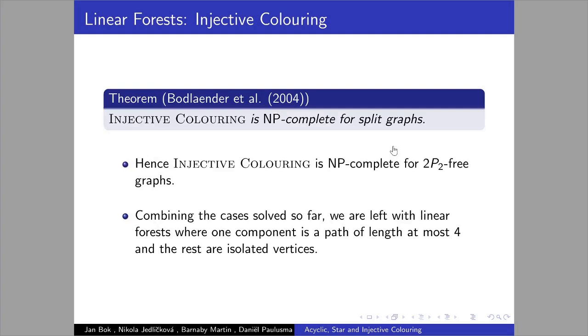And then we have this result: injective coloring is NP-complete for split graphs, so for 2P2-free graphs. And combining this with what we know so far, we're left with linear forests where one component is a path of length at most 4, and the rest are isolated vertices.